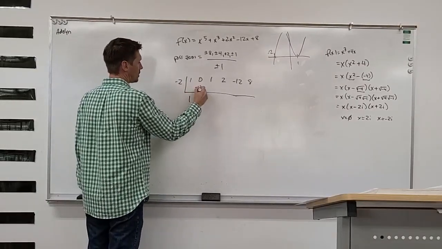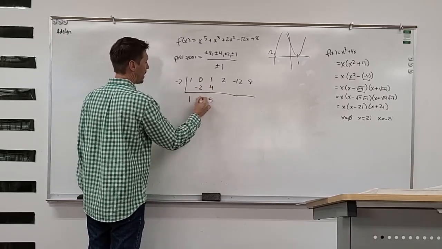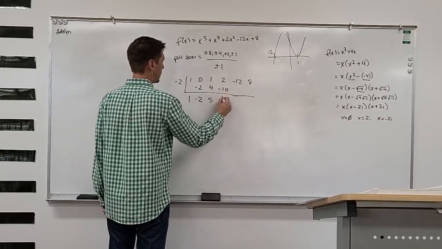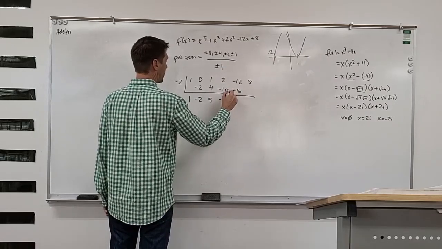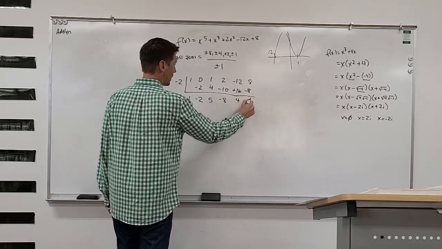Okay, so we've got this, so we're just going to bring our 1 down. 1 times negative 2 is negative 2. Bring our negative 2 down. This is going to be 4. Bring our 5 down. This is going to be negative 10. Negative 8. This is going to be 16. This is going to be 4. This is going to be negative 8. And sure enough, we get 0.